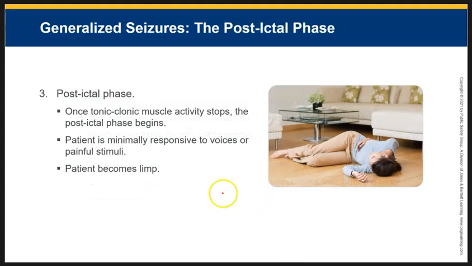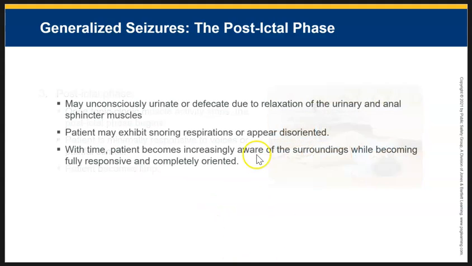The postictal phase, after the seizure has occurred, is when the patient may be minimally responsive and in some cases may actually become limp. They may lose control of some bodily functions as a result, and they may void or defecate due to relaxation of the urinary and anal sphincters. But over time, they'll become a little bit more aware of their surroundings and eventually return to being fully alert.